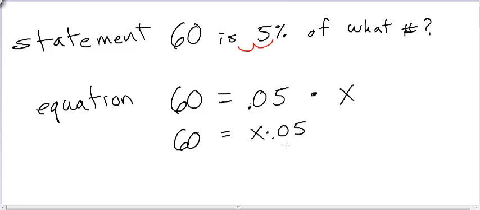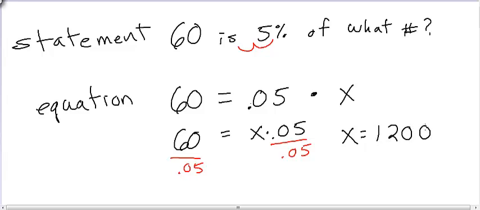If I'm going to solve for x, I need to get rid of 0.05. So I'll divide each side by 0.05. And when I do so, I'll end up with 1200. So we say 60 is 5% of 1200.